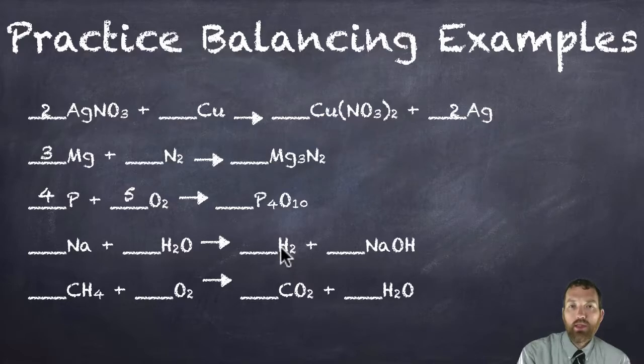So if I have these 2 hydrogens, if I put another 2 here, I then have 2 hydrogens plus these 2, that's 4. That's an even number. Now I can multiply something, I can use the coefficient to multiply by this to bring it up to 4, and that would be a 2.